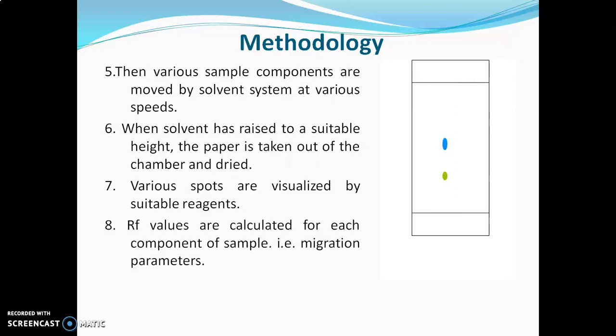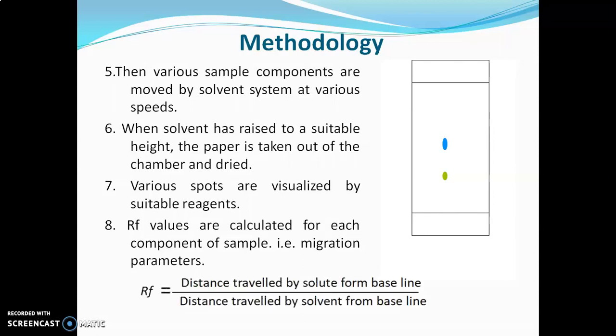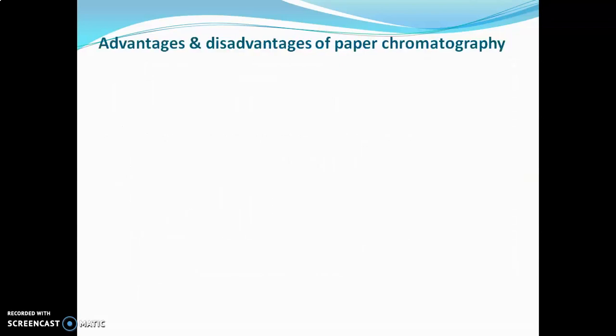Next, after visualization, the RF value is calculated for each component. The RF value is a migration parameter. The formula for RF value is: RF is equal to the distance traveled by the solute from the baseline upon the distance traveled by the solvent from the baseline. Now this is the overall methodology of paper chromatography. Next we'll see the advantages and disadvantages of paper chromatography.